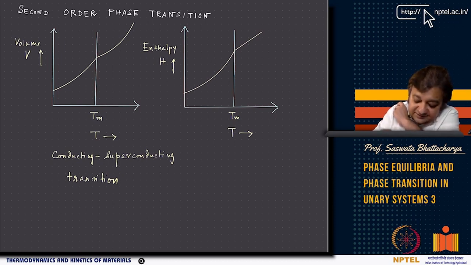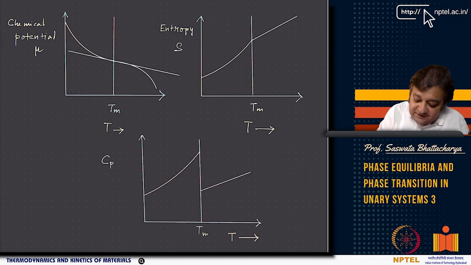If you look at volume versus temperature, you will see that the first derivative is continuous. It goes here and then it goes up. There is a change, but it is continuous. The molar enthalpy is continuous. The chemical potential varies very continuously, which tells you that the slope, this tangent, is also continuous. So the change in entropy is continuous.